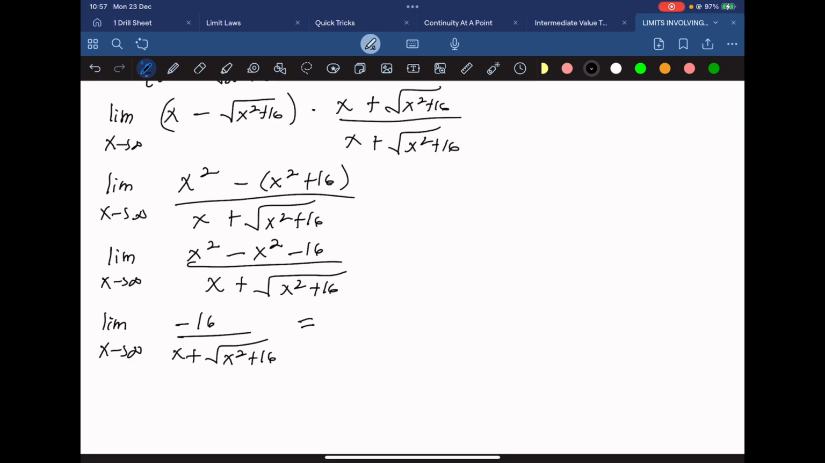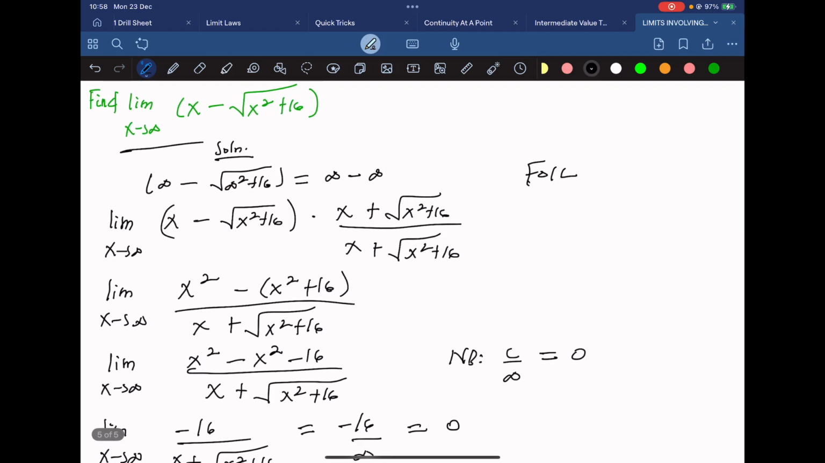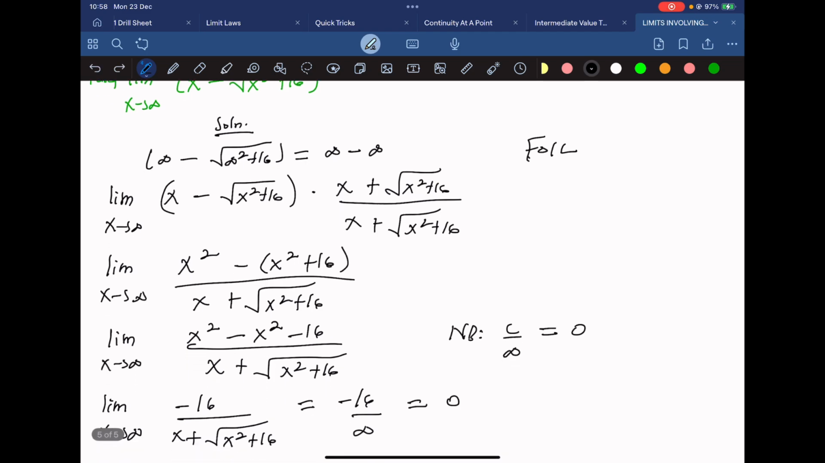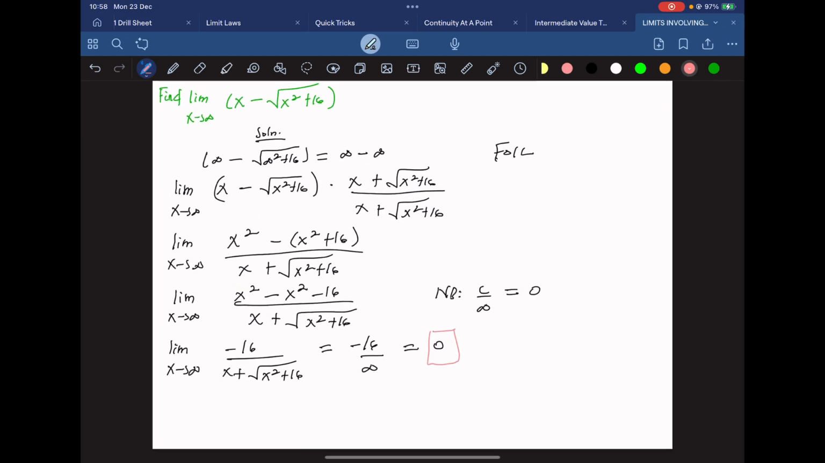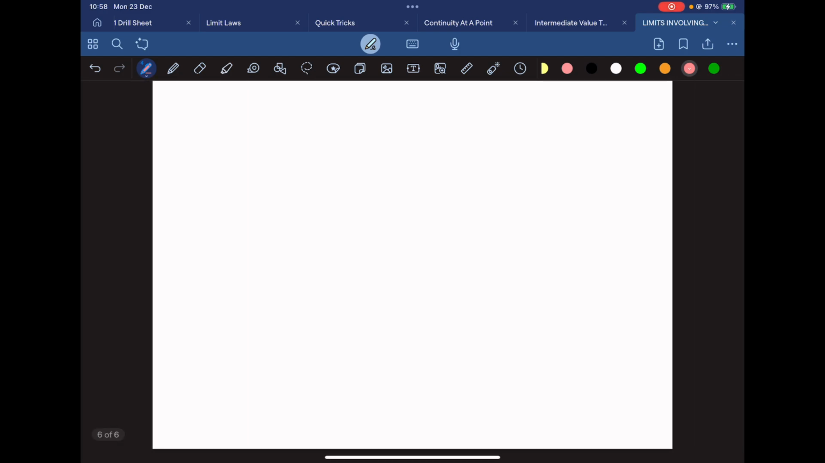Note, if we evaluate at infinity, we see that the denominator is a very huge number, which is infinity. And any constant over infinity is equal to 0. So in this case, this is equal to 0. So the limit as s approaches infinity of this is just 0. I hope this is clear. Let's look at another example.